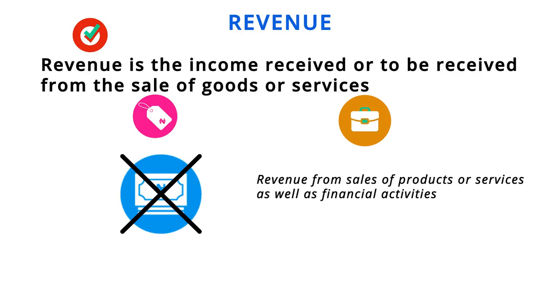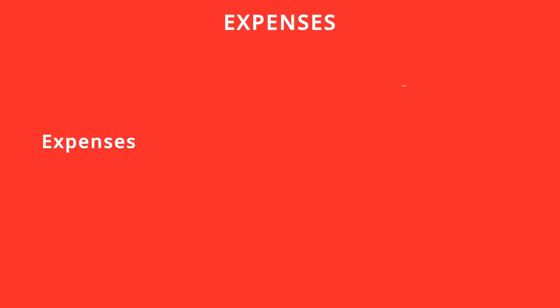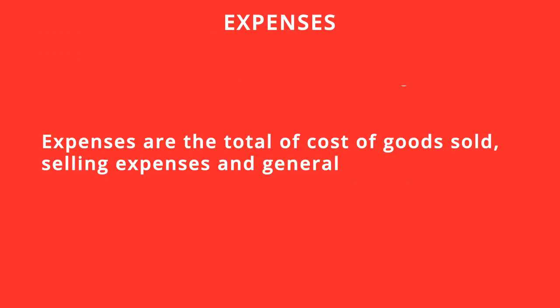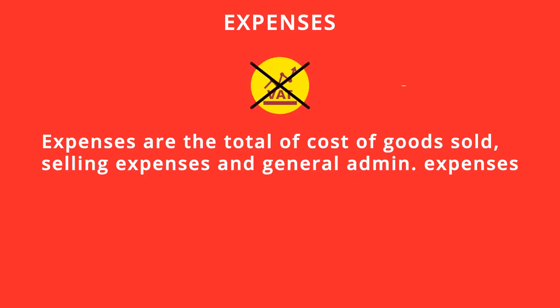Looking further at revenue. Revenue can come from not only the sales of your product or services, but can also be generated from financial activities. Let's take a look at the next component of the income statement, referred to as expenses. Expenses are the total of cost of goods sold, selling expenses, and general and administrative expenses. Please note, expenses do not include your VAT. They are primarily the cost incurred by the business to generate the revenue that is recognized within the same period.